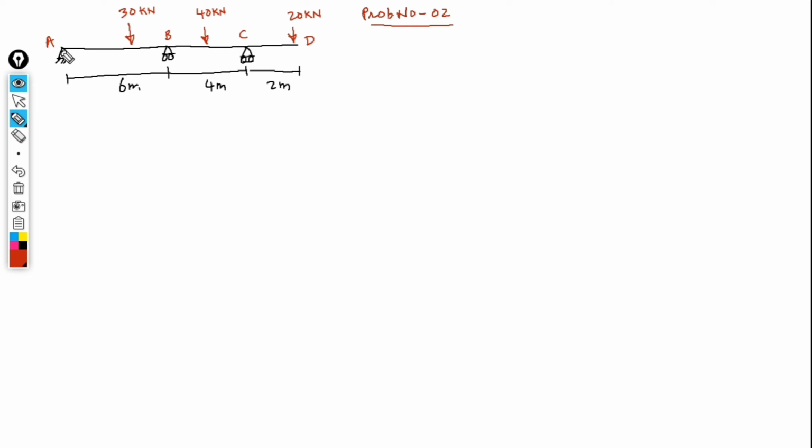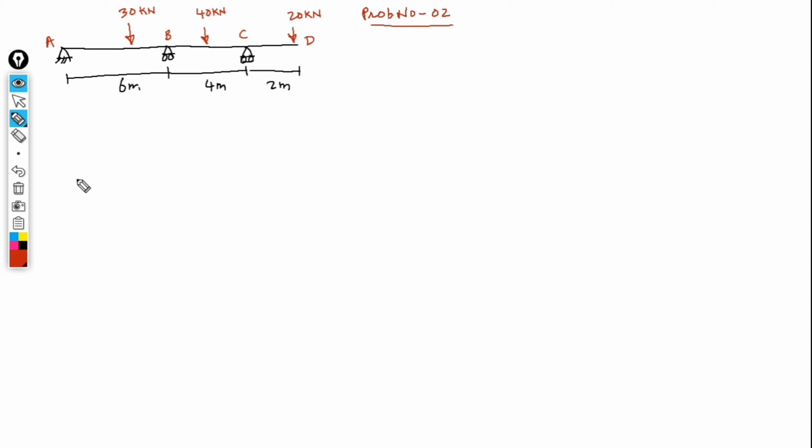MA is 0, MB will come, but it is unknown as of now, and MC is directly known. If you just remove this overhang part and consider it to calculate moment at C, you will directly get moment at C, 20 into 2. So we will see how we are applying three-moment equation to this type of beam.